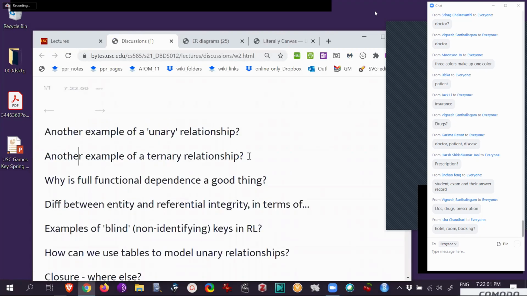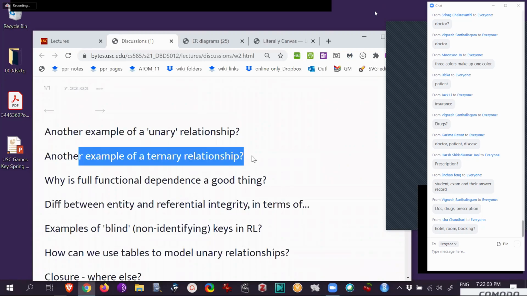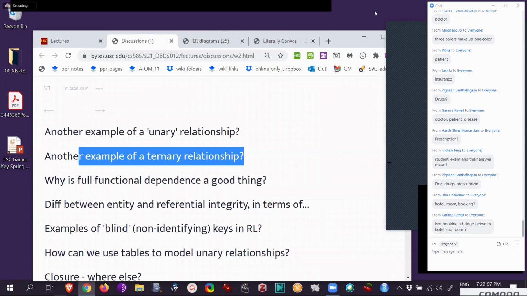See, look at this. Another example of a ternary relationship. Yeah, so all these things are named, are fantastic. Okay, there's even more. In the exam, I might ask stuff like that, so please come up with new ones.